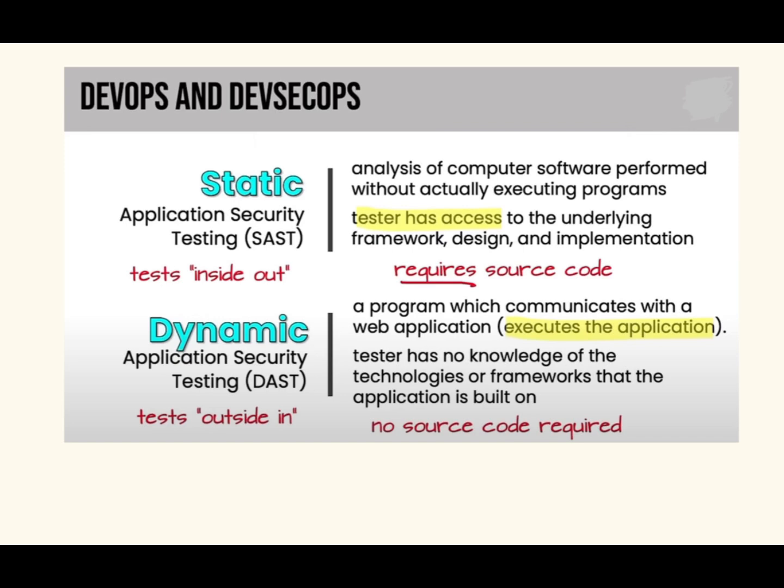Dynamic application security testing tests outside in. The tester does not need access to source code and runs the application to find flaws like a hacker. It simulates real-world attacks on a running web app and detects vulnerabilities in real time in the runtime environment. In simple terms, SAST is like reading the recipe before cooking, checking the code. DAST is like testing the dish after it is cooked, testing the running app. Both methods are important for strong software security. One checks the code, the other checks the behavior.